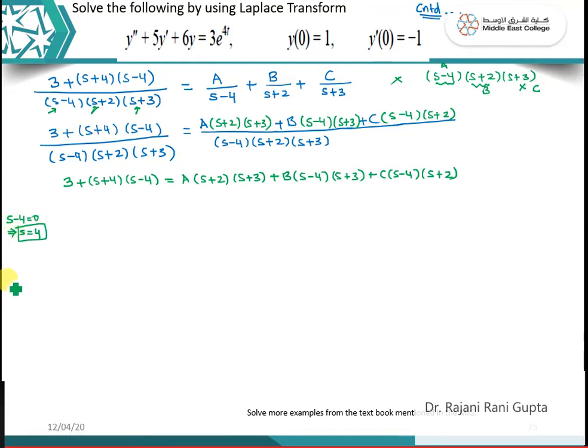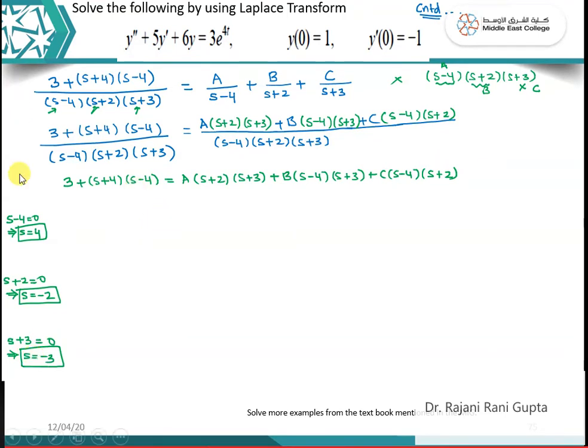Second will be s plus 2 equal to 0, which gives you s is equal to minus 2. And the third value will be s plus 3 equal to 0. That will give you s is equal to minus 3.